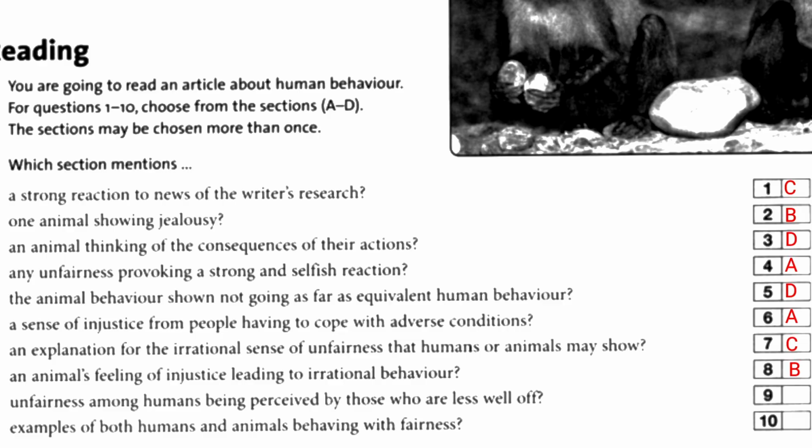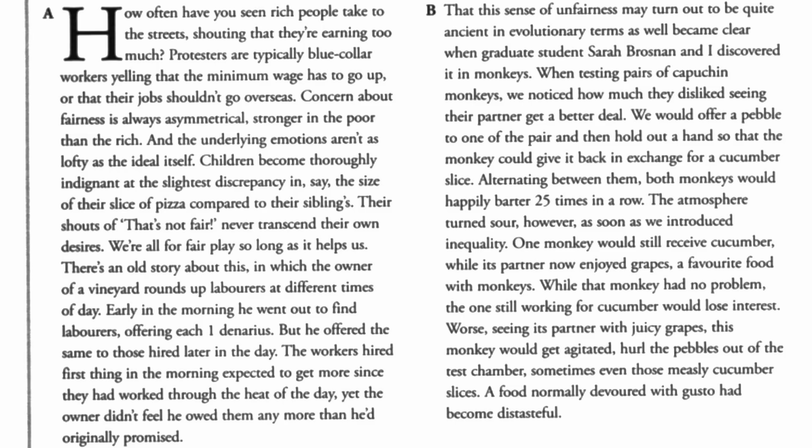Question number 9, which section mentions unfairness among humans being perceived by those who are less well off? Well, I think this is section A, but let's have a look. It's really in the first couple of sentences where it says how often have you seen rich people take to the streets shouting that they're earning too much? Obviously, rich people do not perceive injustice in the fact that they earn too much. Protesters are typically blue-collar workers yelling that minimum wage has to go up or that their jobs shouldn't go overseas. Concern about fairness is always asymmetrical, stronger in the poor than in the rich. So yes, of course, those who are less well off are those that are going to initially perceive injustice and inequality.